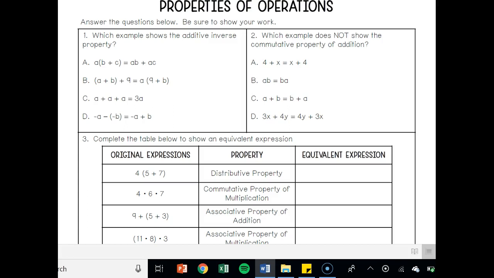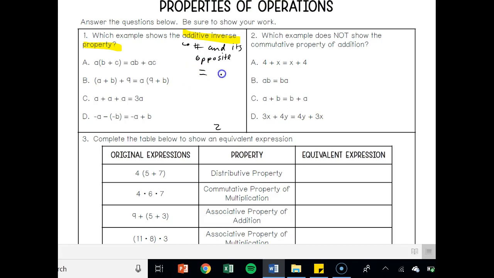It says, which property shows the additive inverse? Remember, the additive inverse is just a number and its opposite equals 0, right? So that's like showing work, like telling me what the definition is.